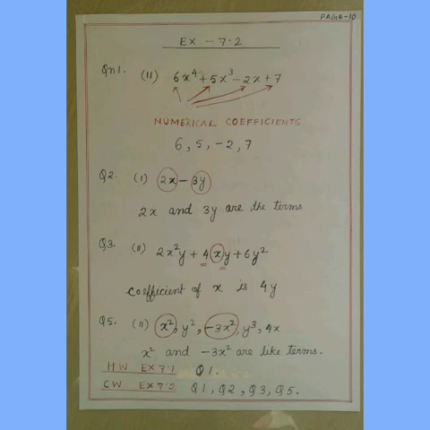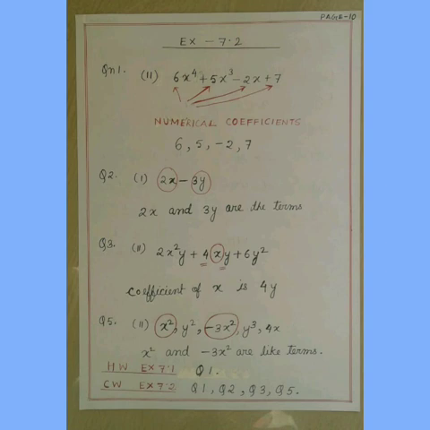Question number 3, you have to write the coefficient of x. For the coefficient of x, you have to see where x lies in the expression. I can see 4xy, here we can see 1x. So the coefficient will be 4 and y. So the coefficient of x is 4y. You cannot write the coefficient to be 2y because it is associated with x square. We do not need x square, we need only x. So you check where x is and you write the coefficient associated with x.